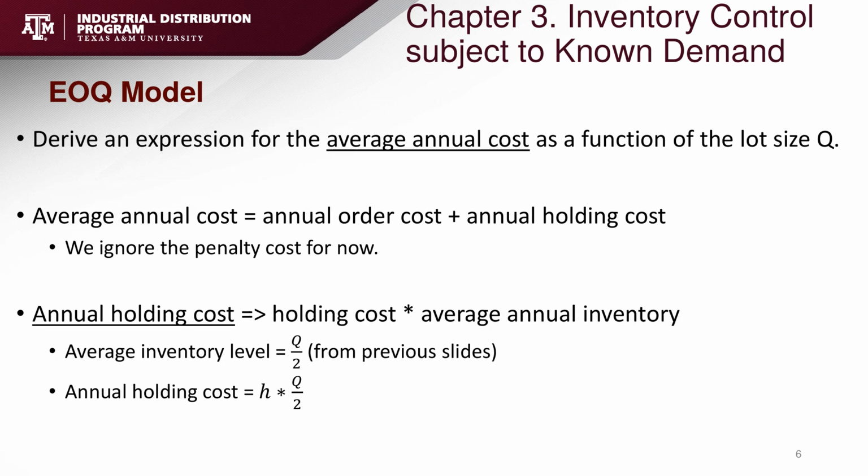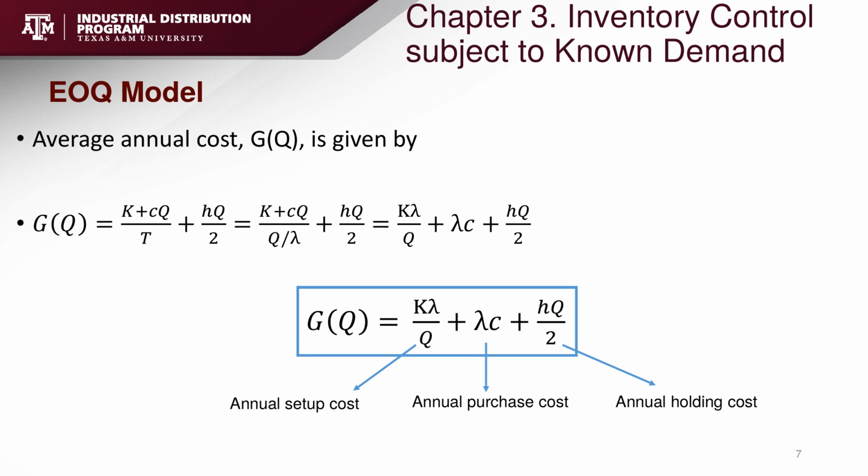Now, the holding side. Annual holding cost is just the holding cost H times your average inventory. And here's where that sawtooth really pays off. Because inventory falls in a straight line from Q down to 0, the average level across the cycle is simply Q over 2. Picture it like a triangle. The average height is half the peak, and our annual holding cost works out to H times Q over 2. All right, let's snap the pieces together. The average annual cost equals K times lambda over Q plus lambda C plus HQ over 2. Three terms, and each tells a little story.